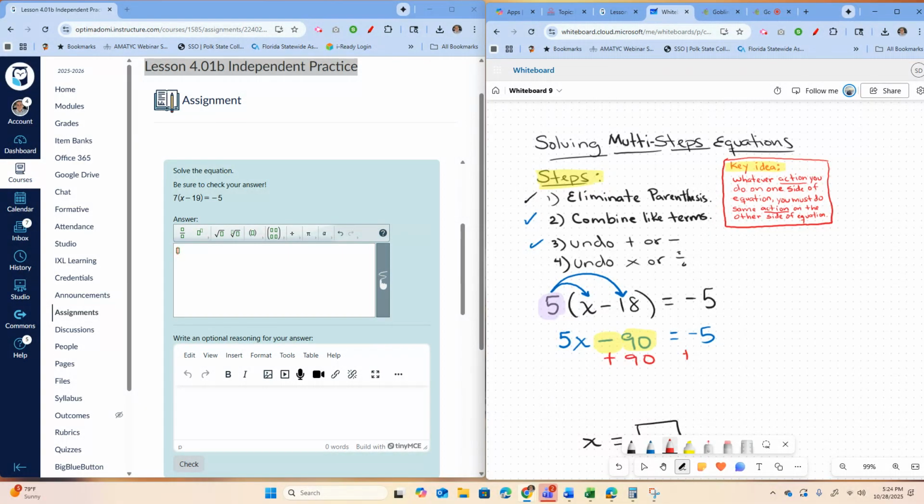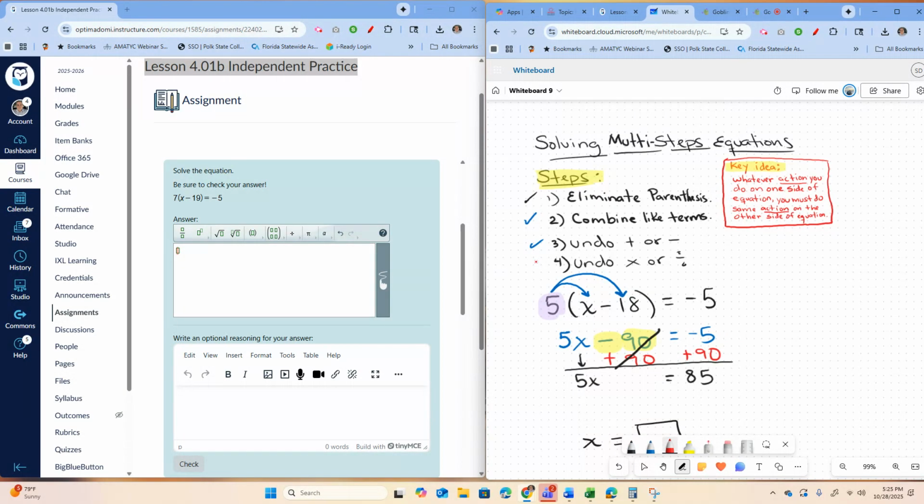Whatever you do on one side, you do on the opposite side. Remember, I like to put this long line. You don't have to do it, but I like to do it. Bring down or drop the 5x. Now, when you do minus 90 plus 90 in the calculator, that will give you 0. But in algebra, we do not write the 0, so we just cross it out. Equal negative 5 plus 90 with the calculator is going to give you positive 85. And I did my second step, undo any addition or subtraction.